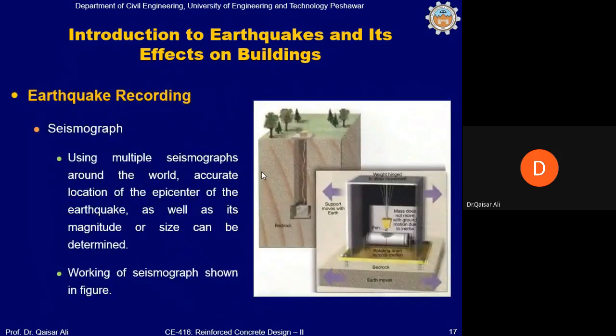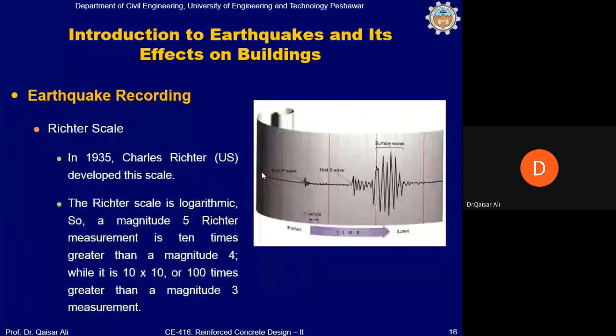Earthquake recording is done through seismographs. You might have studied seismographs in your engineering seismology courses. This is one of the seismographs shown in the figure, typical seismographs. Using multiple seismographs around the world, the accurate location of the epicenter of the earthquake as well as its magnitude or size can be determined. And the working of a seismograph is shown in the figure. This is a seismogram, a record obtained from the seismograph.